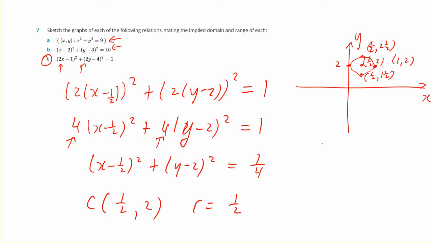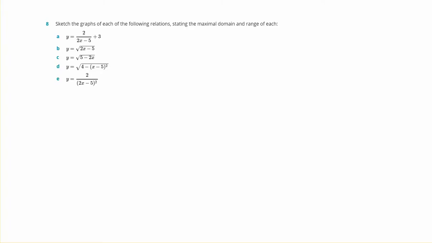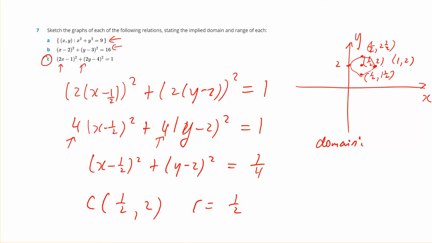So my domain would be what x values it can take. What's the lowest x value? If I look at it from the x perspective, the lowest value would be 0, and the highest value would be 1.